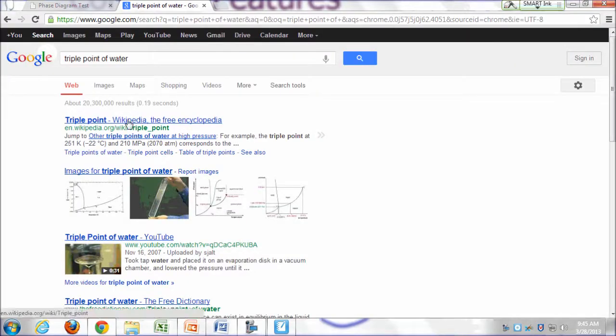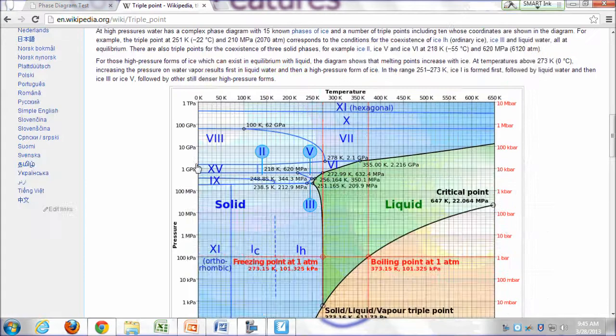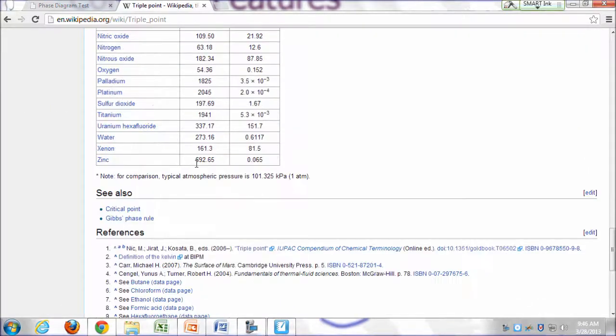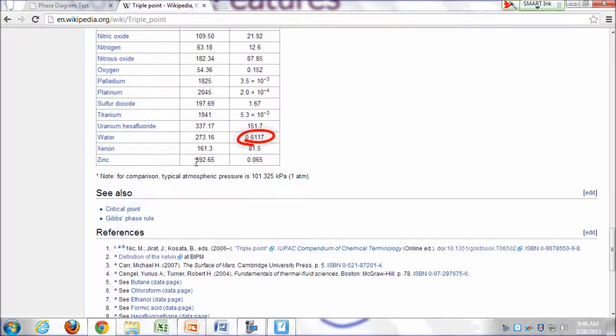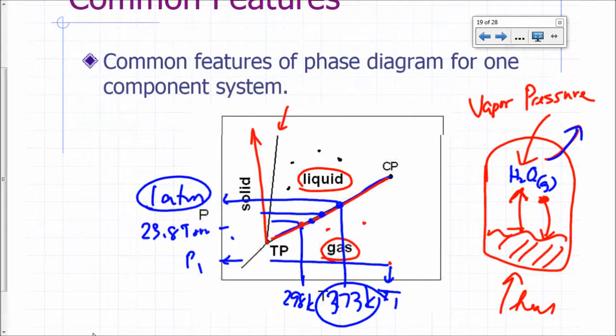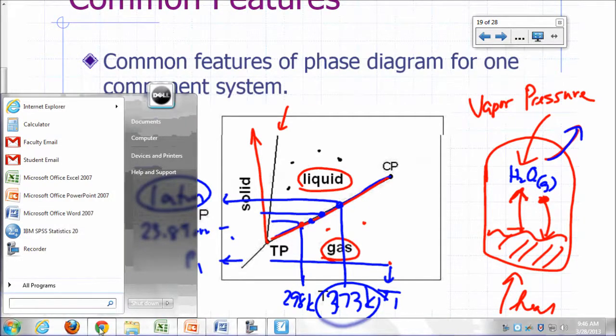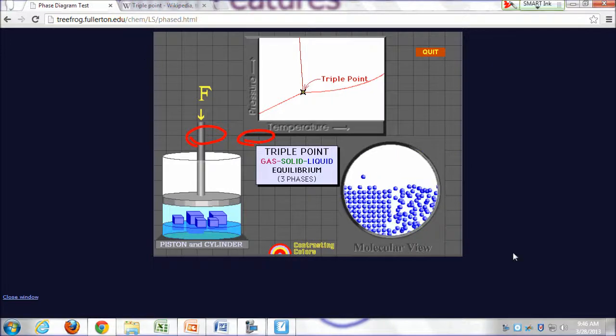The triple point of water occurs at a pressure of 0.6117 kilopascals, and at 273.16 Kelvin. So at 0.01 degrees Celsius. So once you get to 0.01 degrees Celsius, you'll reach your triple point. And that's actually a very low pressure, way below 1 atmosphere. So that's your triple point.